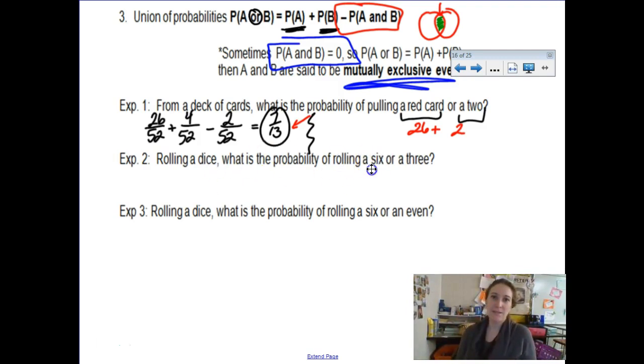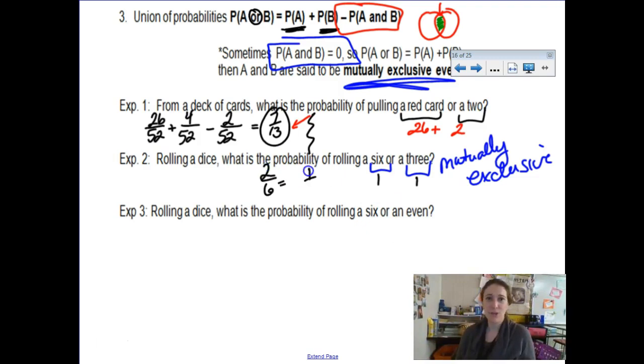Now we're rolling a dice, and the probability of us rolling a 3 or a 6. Well, if you're rolling once, you can't roll both a 3 and a 6. It doesn't work that way. So these are what we call mutually exclusive events. So you don't have to worry about subtracting anything. So there's 1 6 on the dice, there's 1 3 on the dice, so that's a 2 out of 6 probability. There's nothing to subtract. So you have a third chance of that happening.